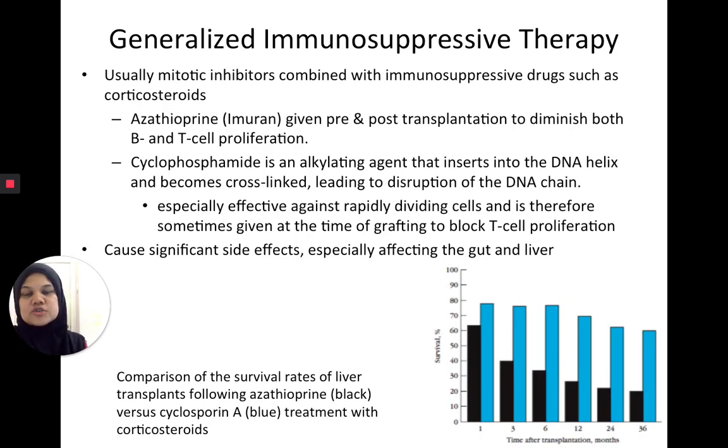All right, so the other one is using drugs, right? So just now it was radiation, so this one's using drugs, and it's generalized immunosuppressive therapy. So usually they use mitotic inhibitors along with the immunosuppressive drugs, and immunosuppressive drugs that are general, if we recall, tend to be corticosteroids. So one example is azathioprine, which is given before and after the transplantation to suppress the BMT cell proliferation, or cyclophosphamide, which is an alkylating agent that disrupts the DNA chain, so it reduces the cells being able to divide, and it also blocks T cell proliferation. And either of these will give you some pretty serious side effects that could affect your gut and your liver. But it does increase the survival rate of the transplant.